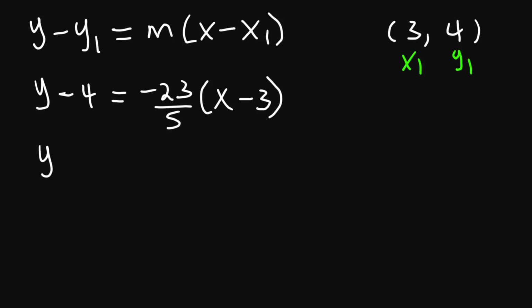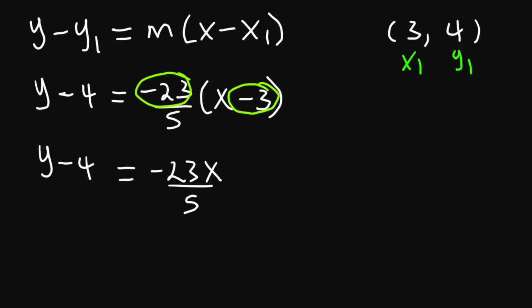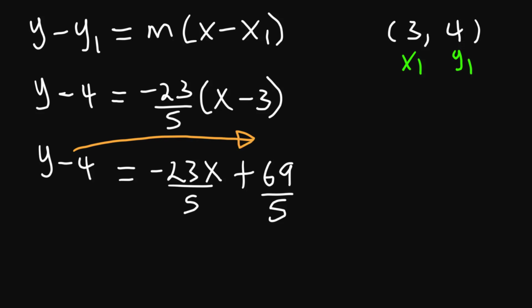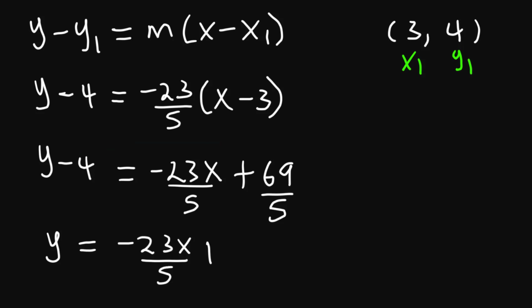This will give us y minus 4 equaling to, if we distribute negative 23 divided by 5, we shall have negative 23x divided by 5, and then negative 23 times negative 3 will give us positive 69, and then we shall divide through by 5. So this will be plus 69 divided by 5. And if we take negative 4 to the right hand side, it will become positive. So we shall have y equaling to negative 23x divided by 5 and then plus 69 divided by 5 plus 4.